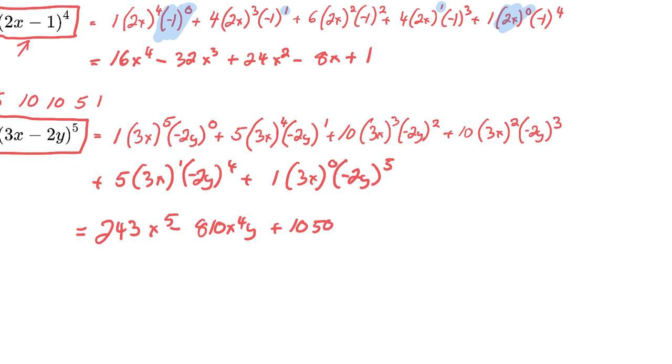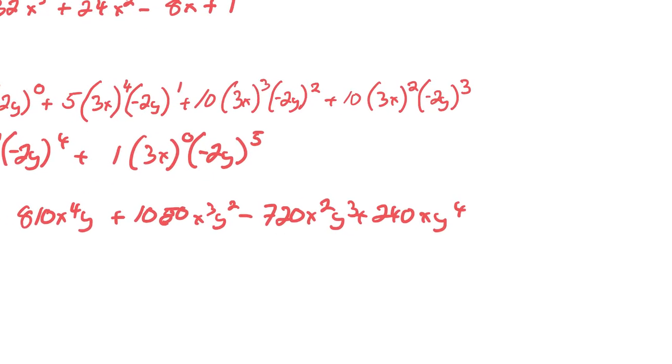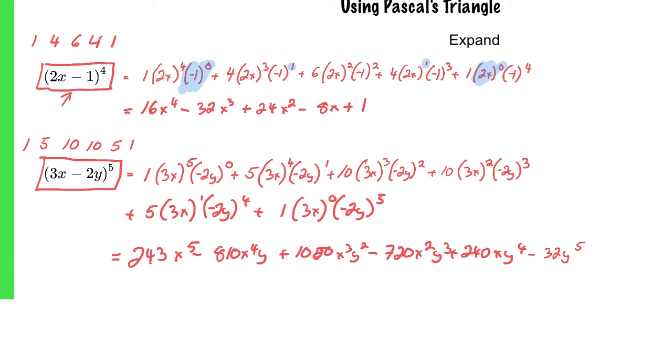1050, I believe, 1080, x^3y squared, 720 x squared y cubed, 240 x y to the 4th, and lastly 32y to the fifth. And there you have it, using Pascal's triangle to expand.